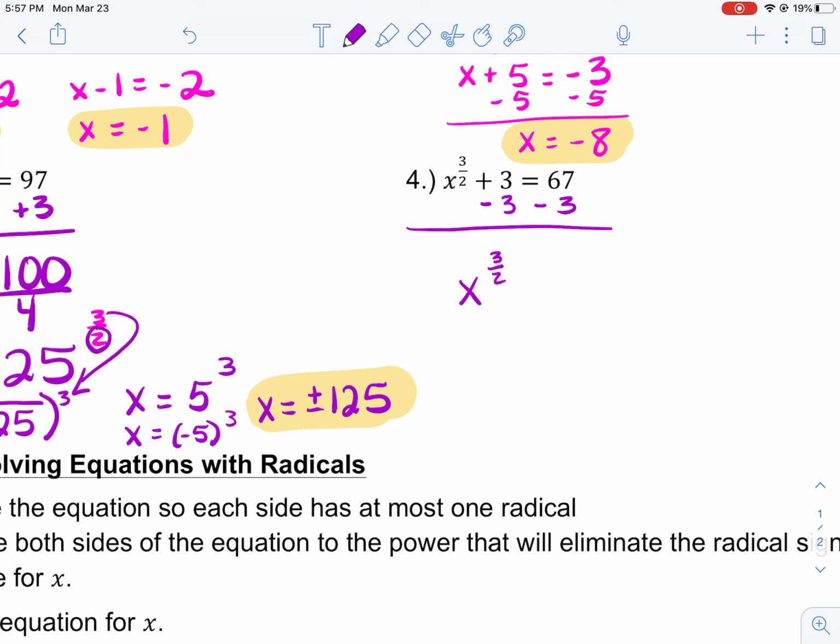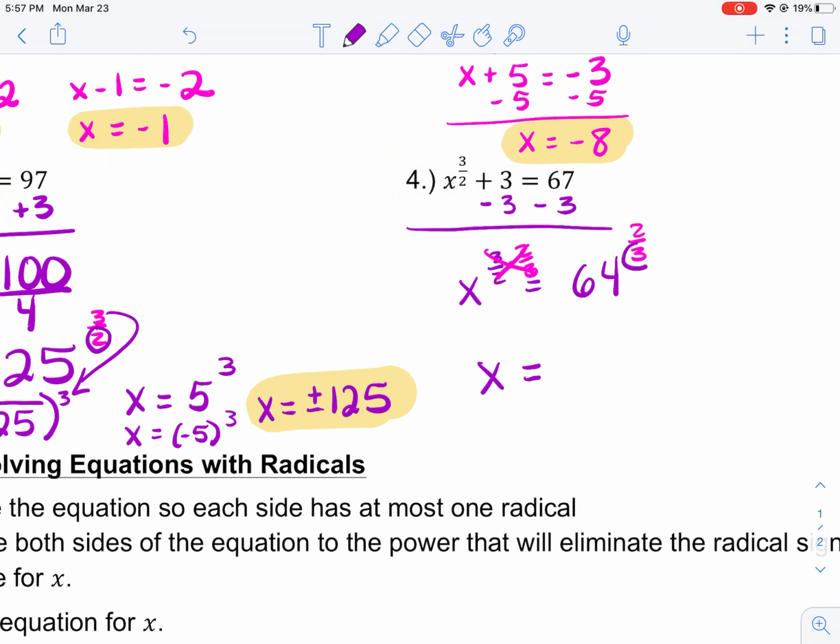All right, the next problem. We're going to start by subtracting 3 from both sides. x to the 3/2 equals 64. Okay, and now we're going to raise both sides to the 2/3 power. So we're trying to get rid of that 3/2.